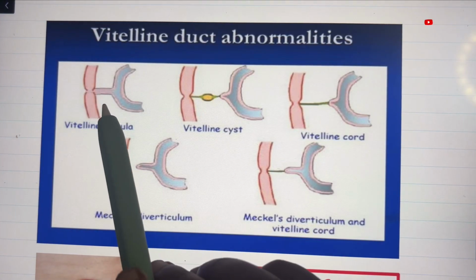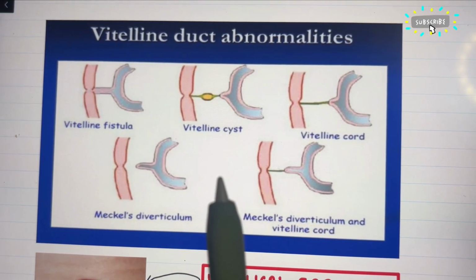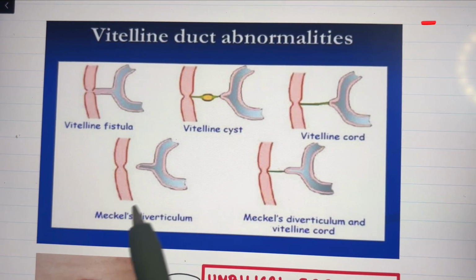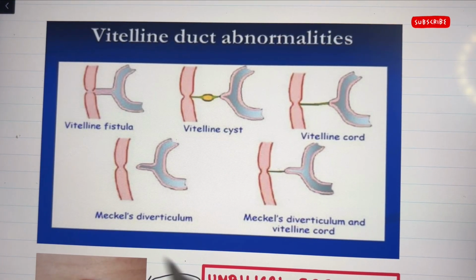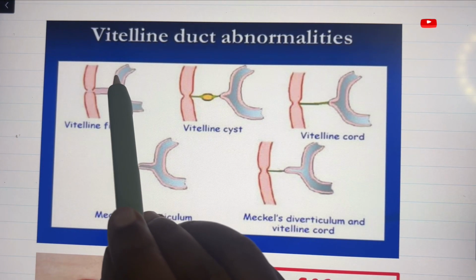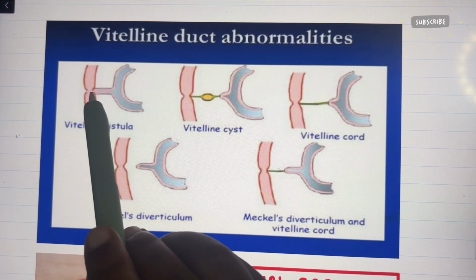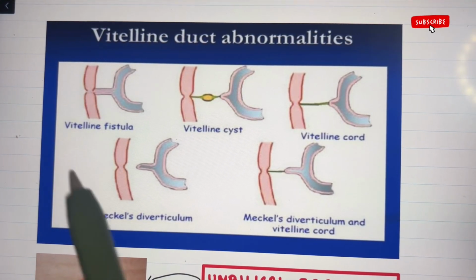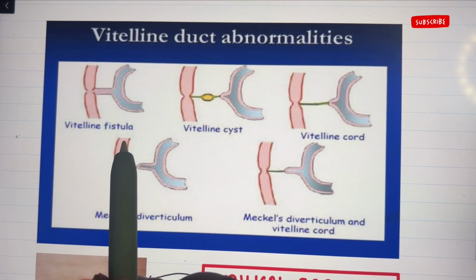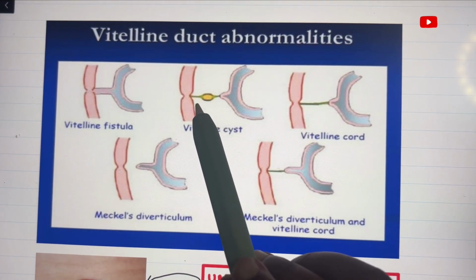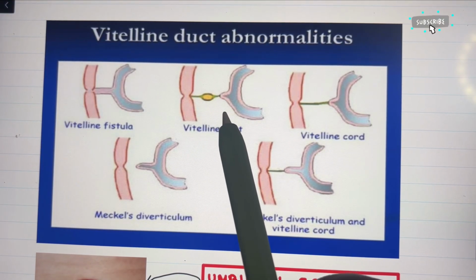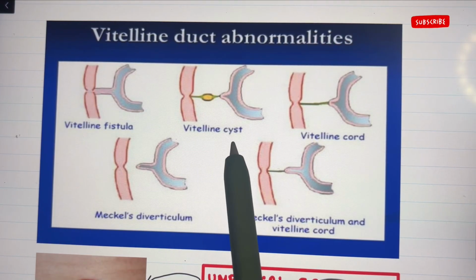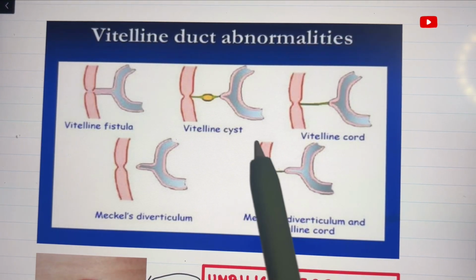As you know, the vitellointestinal duct is a connection between the intra and extracoelomic parts of the yolk sac. At the time of birth, this is the intestine and this is the umbilicus, connected by the vitellointestinal duct. If it is fully patent, then it will be a vitelline fistula. If the mid portion of the vitelline duct is persisting, then it will create a cyst. This is also known as an umbilical cyst.